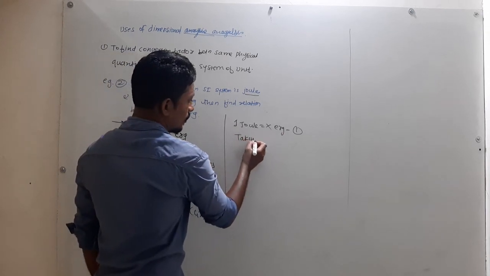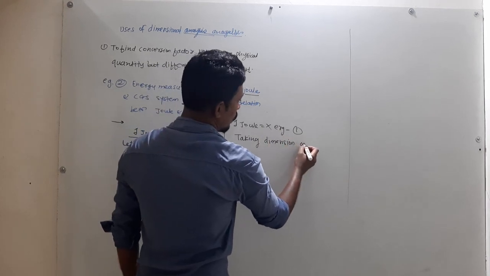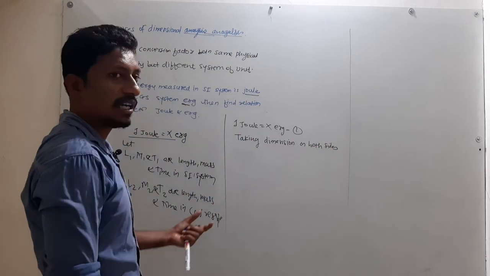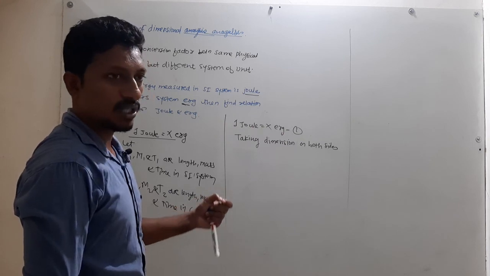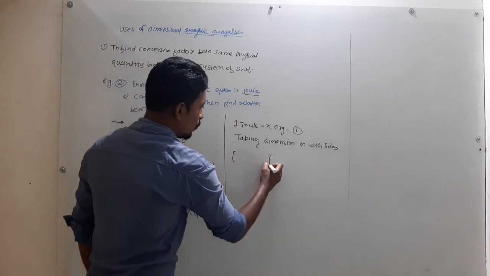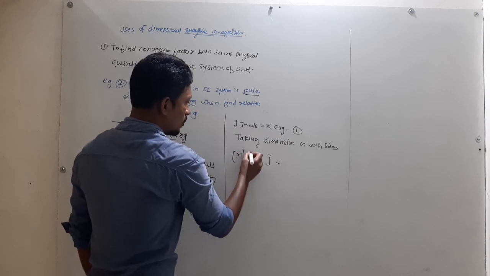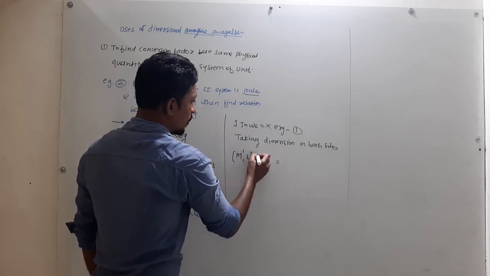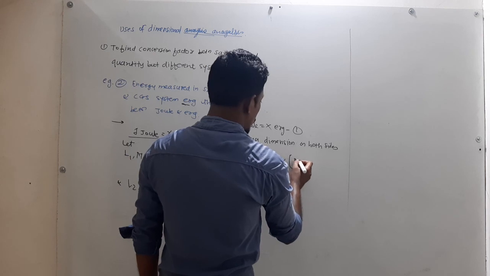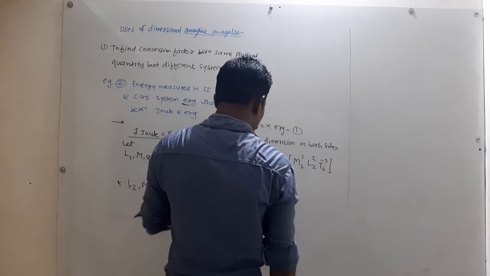Taking dimension on both sides, the dimension of joule means the dimension of energy, the dimension of work done, the dimension of kinetic energy, the dimension of potential energy, which is the same. And what is the dimension of joule, that is energy in SI system? M1 raised to 1, L1 raised to 2, T1 raised to minus 2, right? Again x is equal to M2 raised to 1, L2 raised to 2, T2 raised to minus 2, okay?